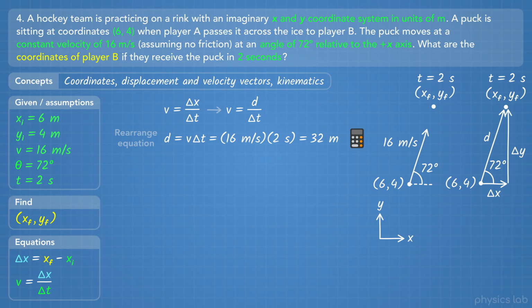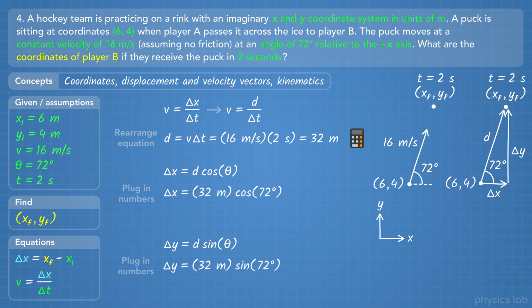that direction. Now that we have d, we can find the x and y components, how far the puck moved in the x and y directions. Using the trig functions, delta x equals d times the cosine of theta, and delta y equals d times the sine of theta. We plug in 32 meters for d and 72 degrees for theta. That gives us 9.9 meters for delta x and 30.4 meters for delta y.